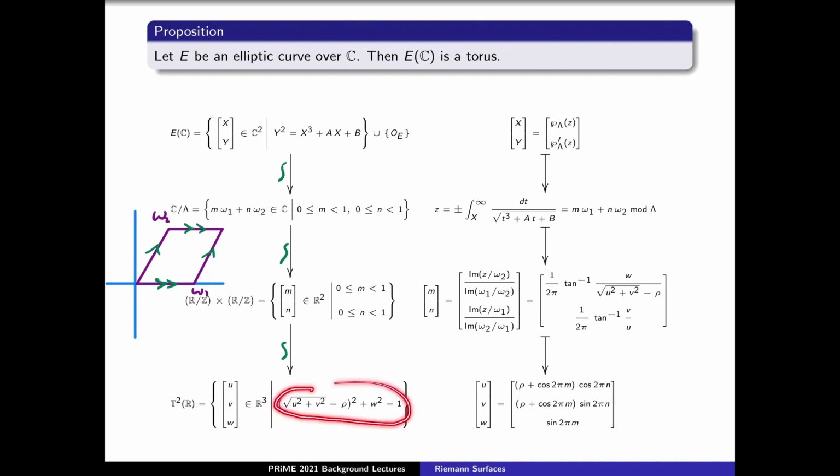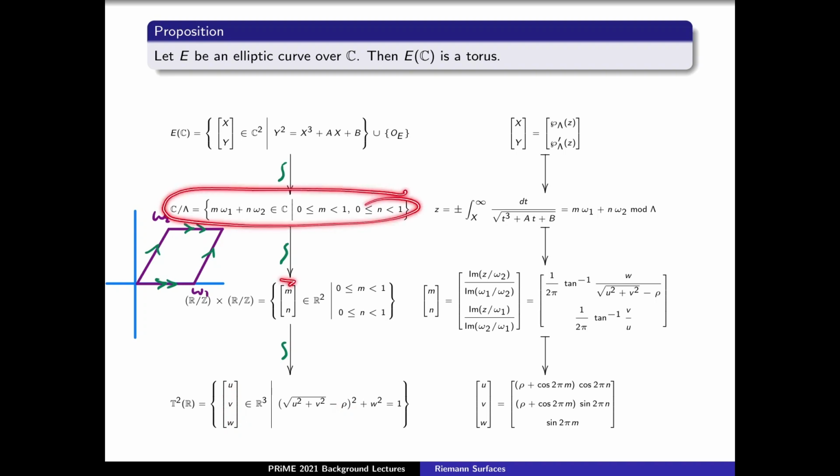And so we have the square root of u squared plus v squared, minus rho, and then the whole quantity squared, plus w squared, and that will be equal to 1. But how is the map from here to here defined? We have, of course, u, v, w, and we have a rho here. What are these? Because the map going from C modulo the lattice to this here, that is easy. We can just send m and n to (m, n). And that's it. We got a bijection.